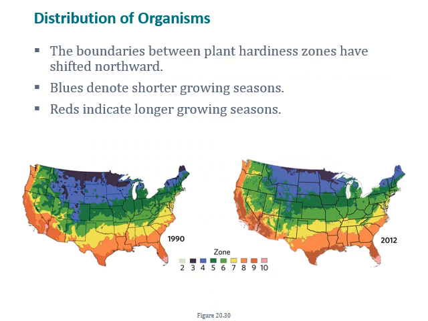When we want to discuss the distribution of organisms, we can think of plant hardiness zones. The figures below show that boundaries between plant hardiness zones have shifted northward, where blue denotes shorter growing seasons and red indicates longer growing seasons. So the longer growing seasons are typified by warmer weather. As you can see, the blue areas are shrinking, warmer weather is creeping northward.